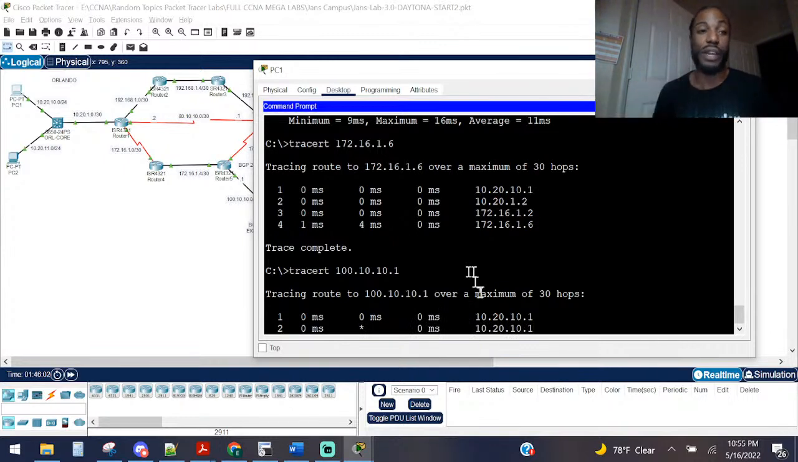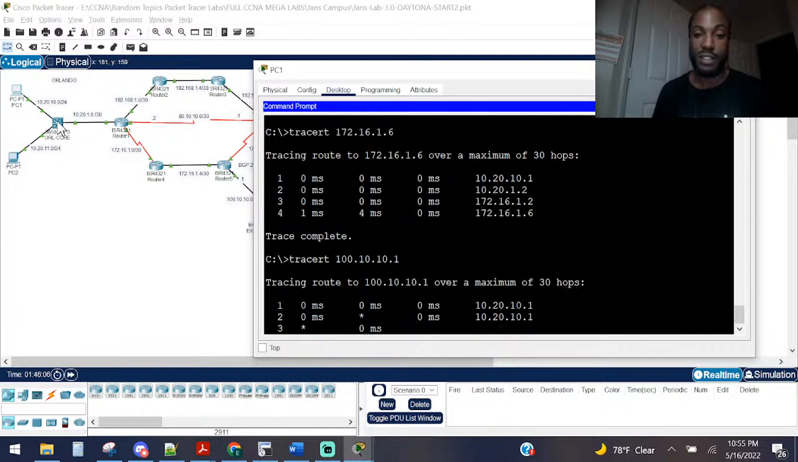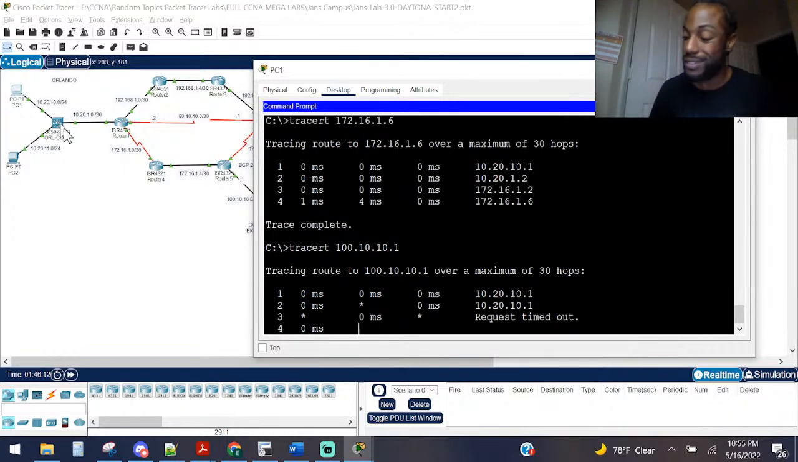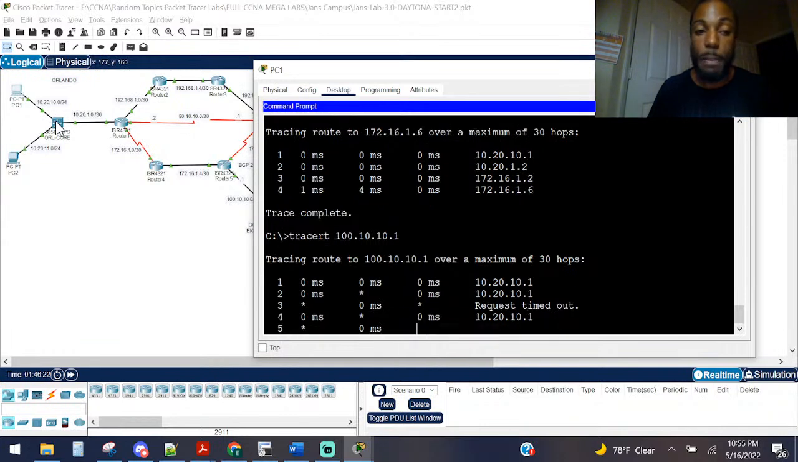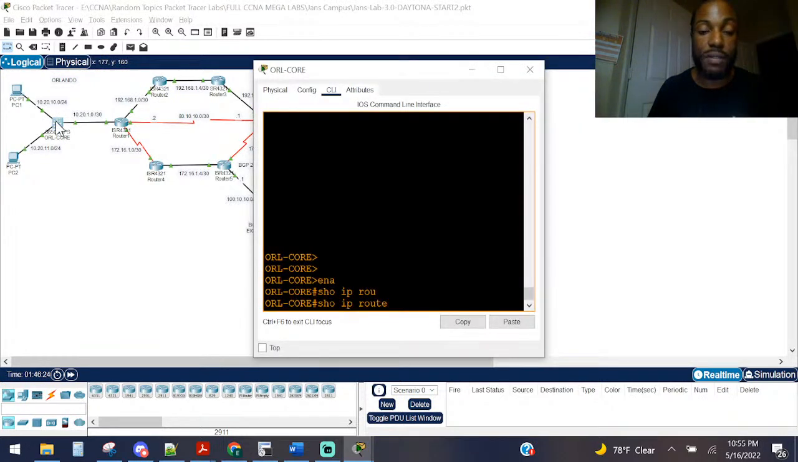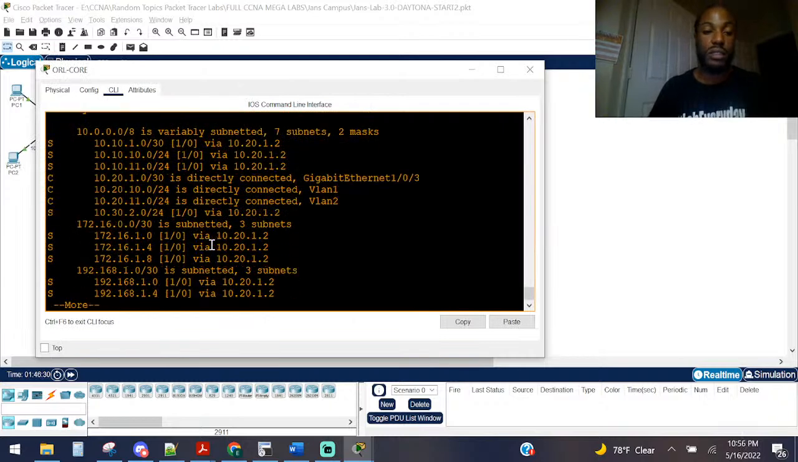My default gateway, 10.20.10.1, which is right there. What am I looking for with trace route? Where it dies at? My default gateway. Look at this, man. Typically trace route gives you a little bit more information than this, right? It's just timing out at my default gateway. Maybe this guy needs a static route to the 100.10.0 network. I don't think so. I don't think that's the issue.